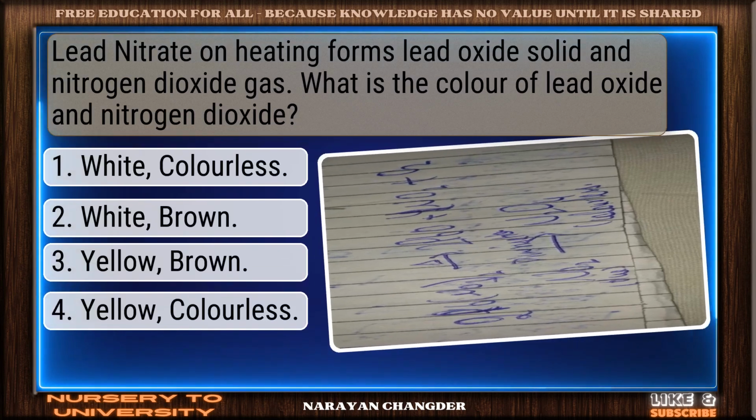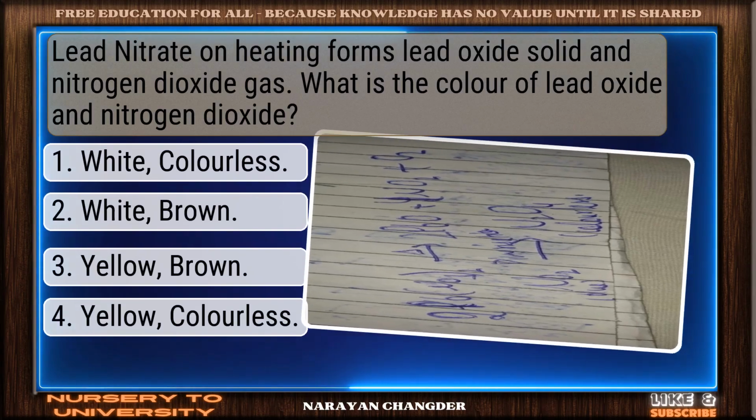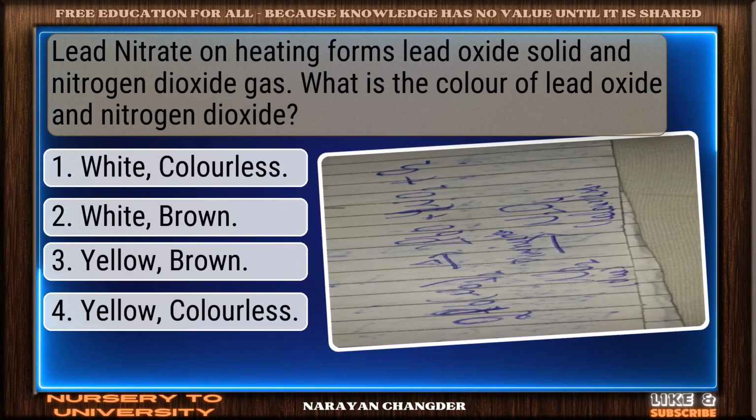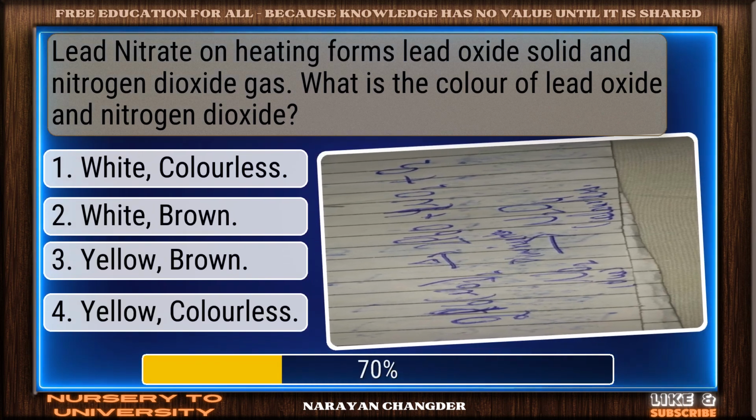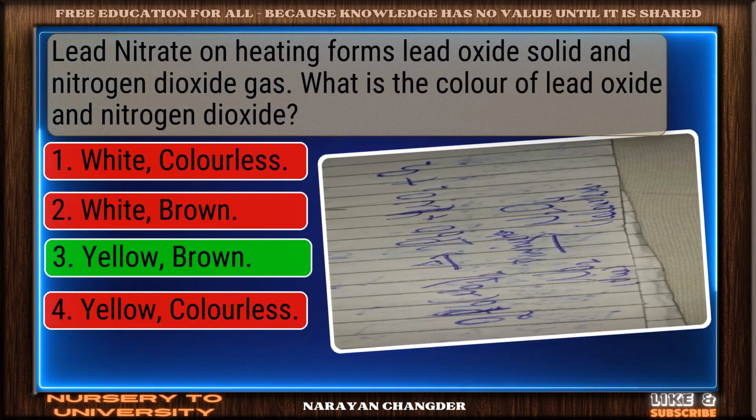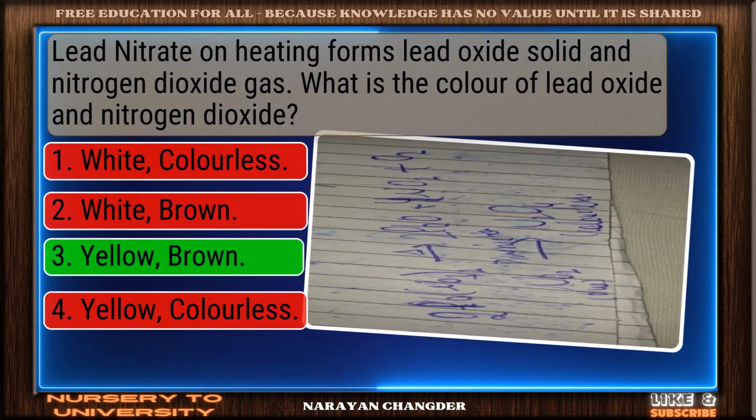Lead nitrate on heating forms lead oxide solid and nitrogen dioxide gas. What is the color of lead oxide and nitrogen dioxide? Smart move. Yellow, brown is the accurate answer.